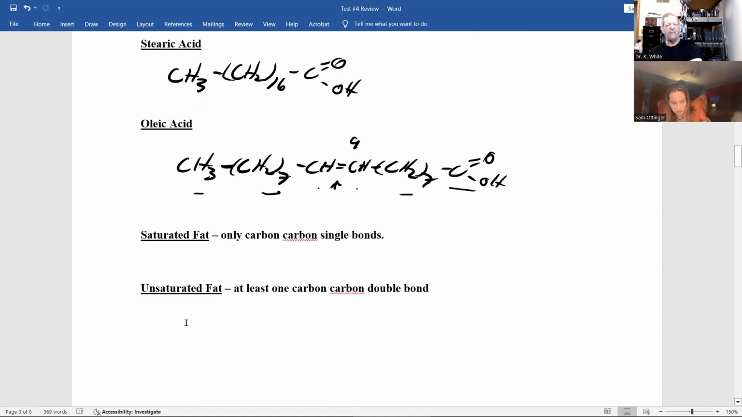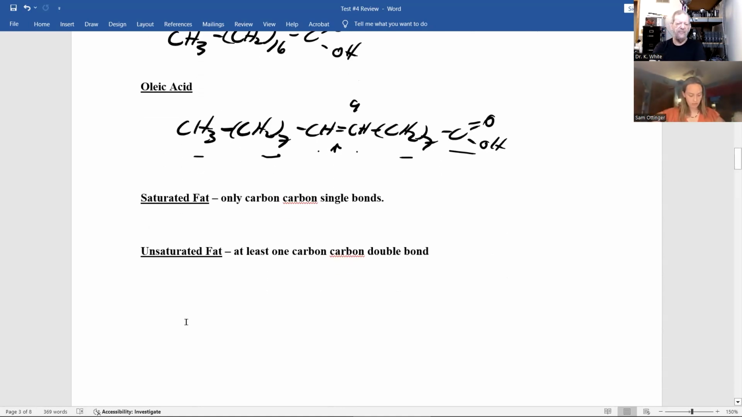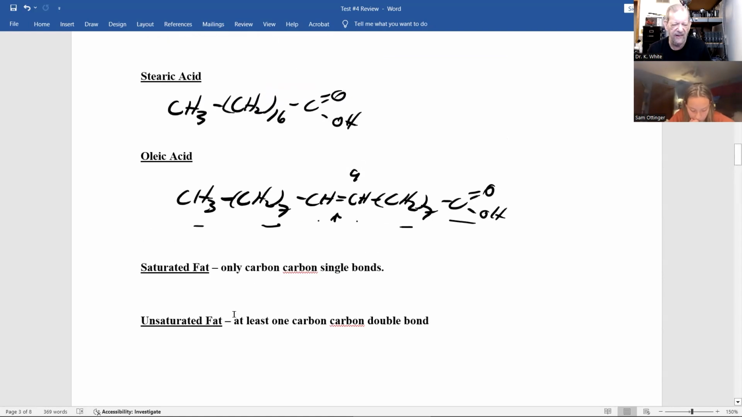Now, when it comes to fats, there are two types: saturated fat and unsaturated fat. A saturated fat has only carbon-carbon single bonds. It does have a carbon-oxygen bond because there are esters there. Unsaturated fat has at least one carbon-carbon double bond. And that's how you get the oleic acid from unsaturated. And from saturated fats, or the chains, you get the single bonds, as in stearic acid.